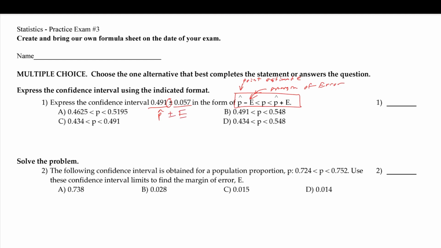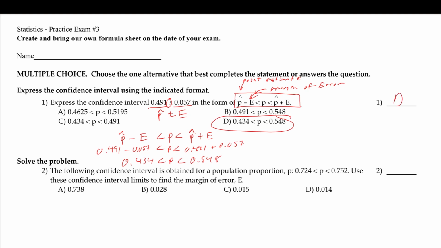So if we were to do that here, our proportion is bounded between our point estimate for this proportion, which is our sample proportion, minus the margin of error, and our sample proportion plus the margin of error. We have 0.491 minus 0.057 and 0.491 plus 0.057. If you were to subtract these and add them, you would get 0.434 and 0.548. So in our case, that's answer choice D.